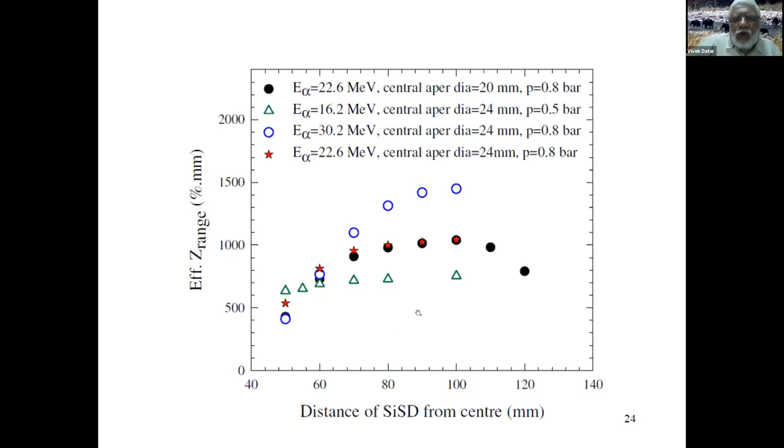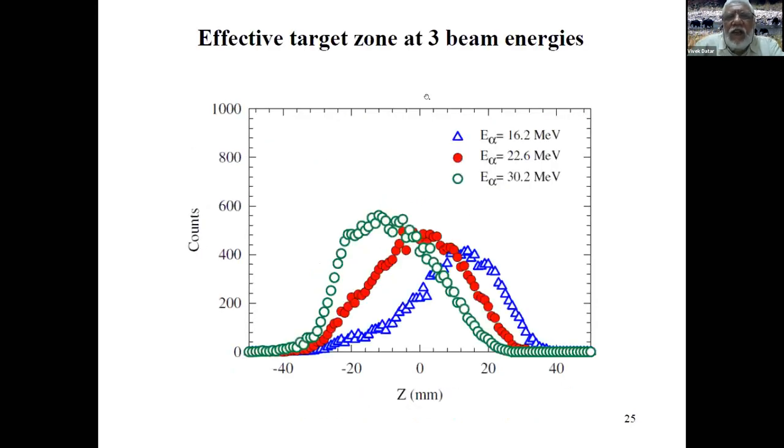Of course, there is also the gamma ray efficiency that comes in. That is separately put in. Similarly, the effective target zone, as I said, is plotted here. What is plotted is the efficiency for detection of the two alphas following gamma decay for three beam energies. So you can see that for the highest beam energy, it actually comes from slightly behind the aperture. And for the lower beam energy, it comes from more downstream of the center.